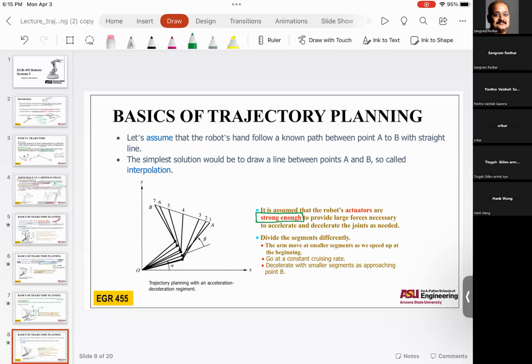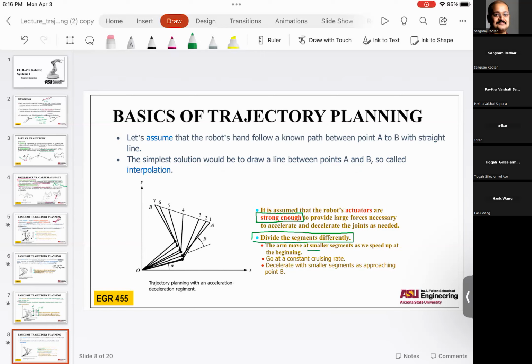So every time you are looking at the feeds and speeds, or at certain trajectories, you need to make sure that the actuators of the robot are able to perform the operation. So the motors are strong enough, they can supply enough torque for this particular motion from point A to point B. Now, the part here is we want to divide this segment differently.